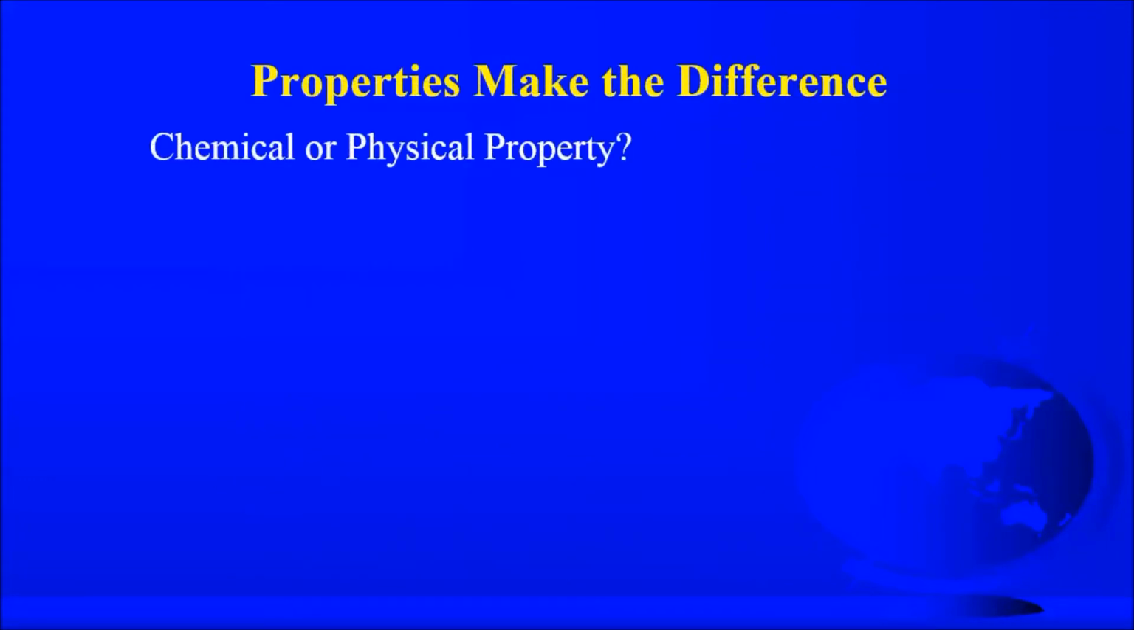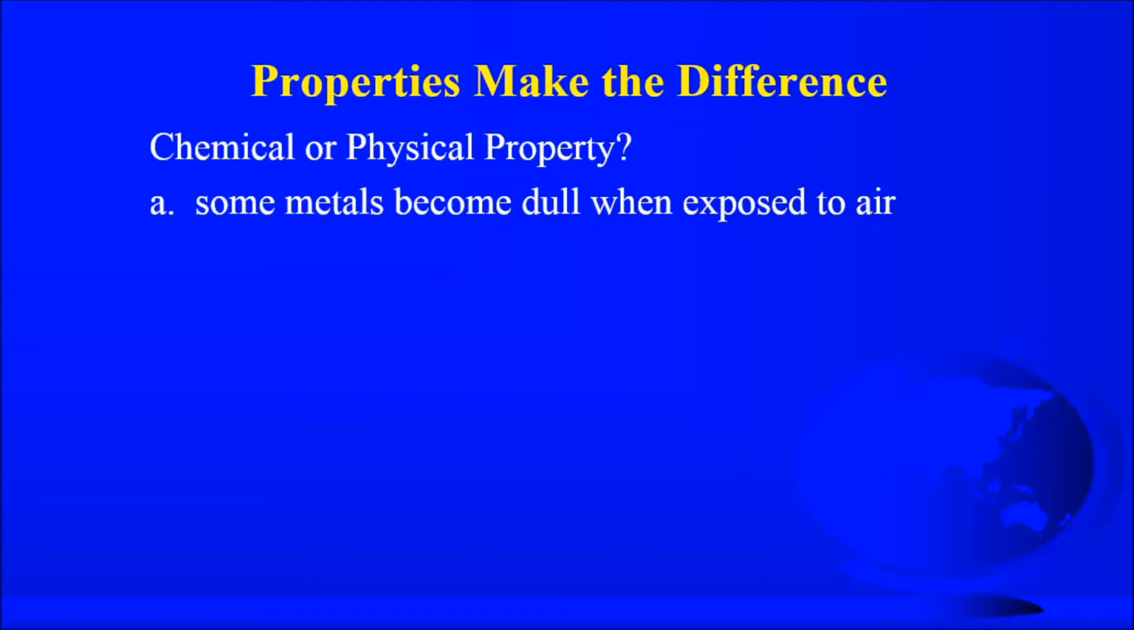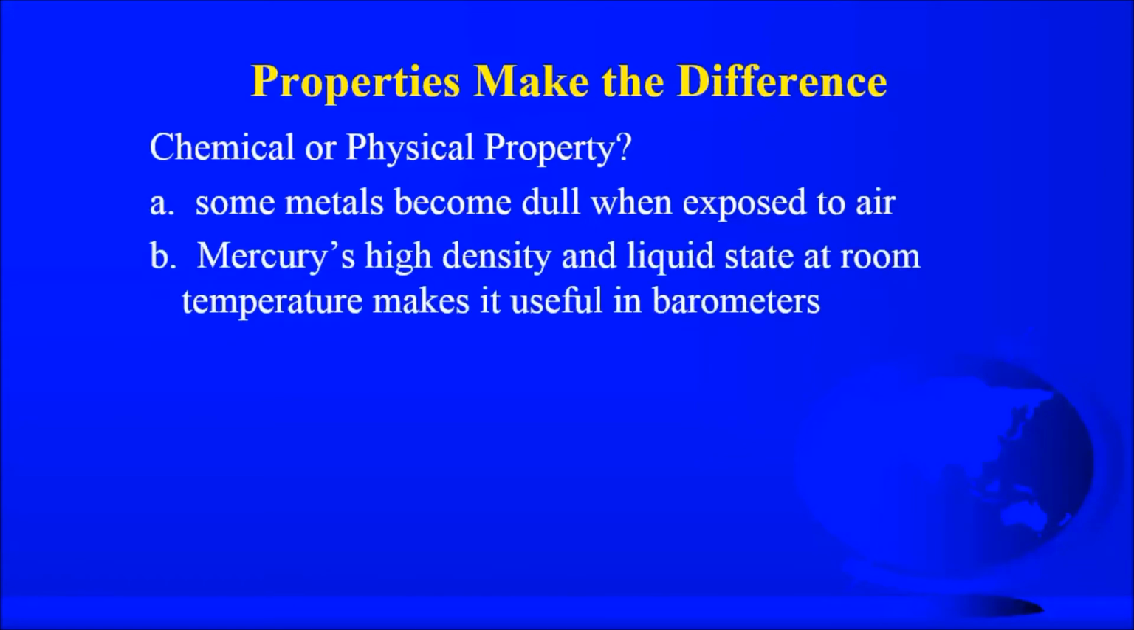All right, so chemical or physical property. Some metals become dull when exposed to air. Chemical. Let's raise our hands. Serenity's got the first one, chemical, because it's being exposed to air. That's the key thing. Bailey, mercury's high density in liquid state at room temperature makes it useful in barometers. When you put it in a barometer, does it change what it is? So is it a physical or chemical change?